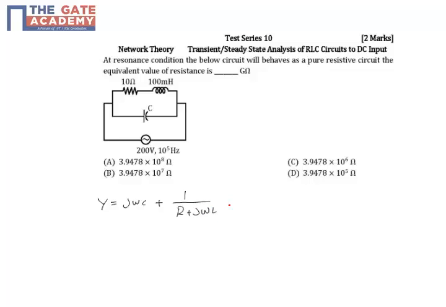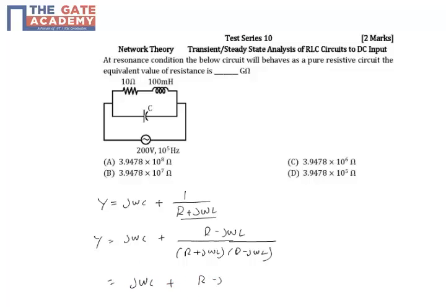Now, what we have to do is rationalize this denominator. Okay, we have to make this real. So for that, Y is equal to j omega C plus, we are multiplying the denominator and numerator by R minus j omega L. So it will be R plus j omega L into R minus j omega L. The numerator is merely R minus j omega L. So that is equal to j omega C plus R minus j omega L by R square plus omega L whole square.